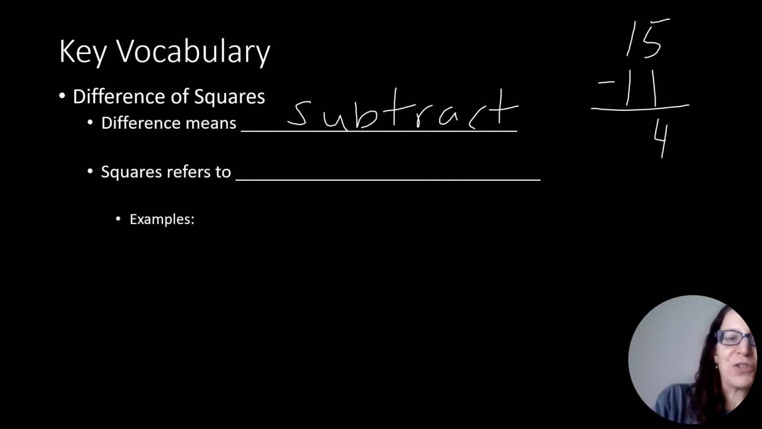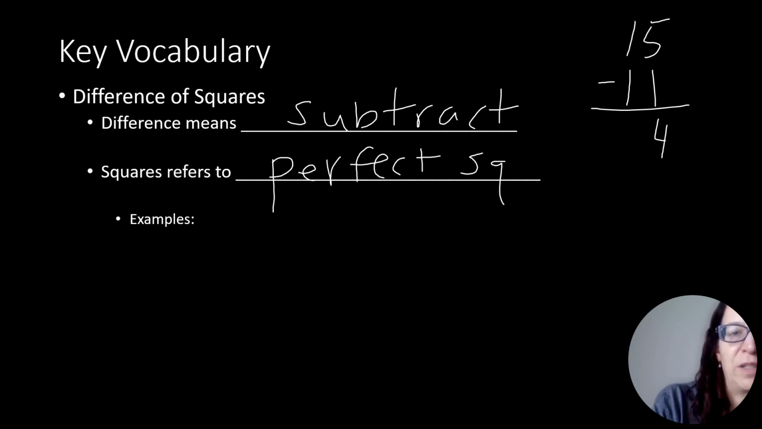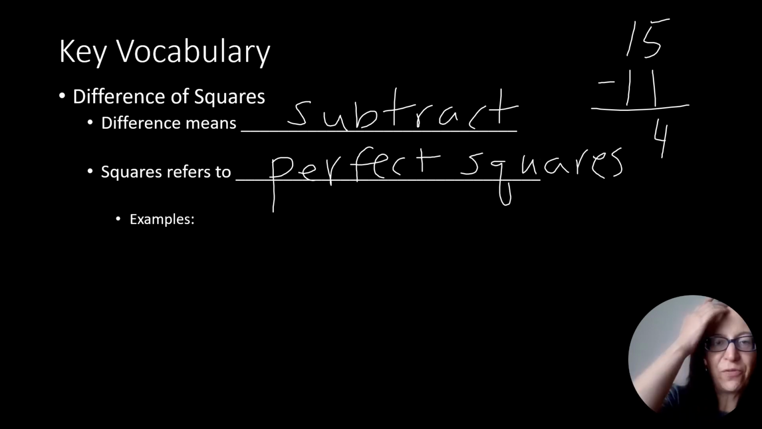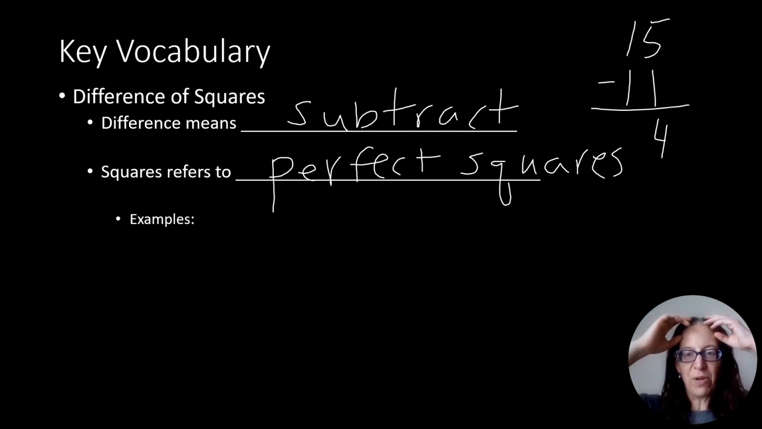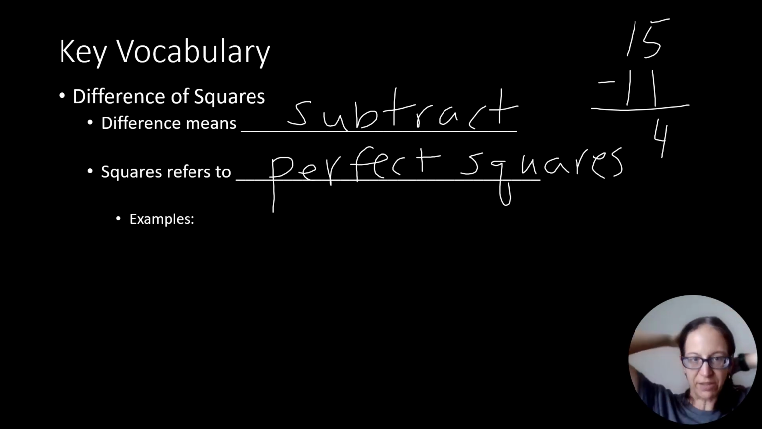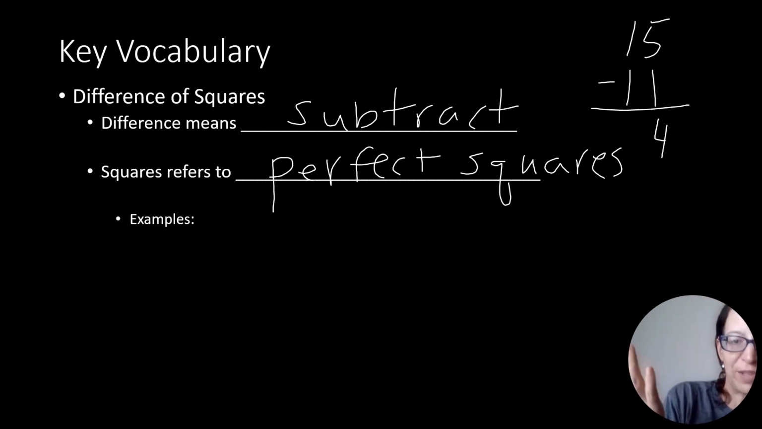Difference of squares refers to something called perfect squares. So in this kind of problem, what we're really thinking of is subtraction of these things called perfect squares. So I'm going to give you some examples of perfect squares.